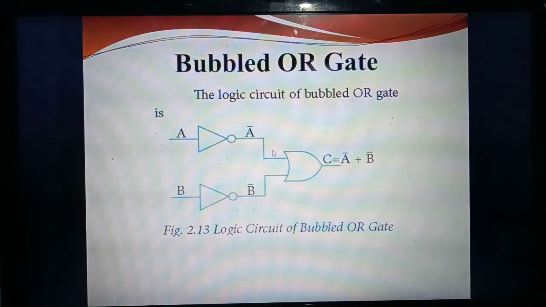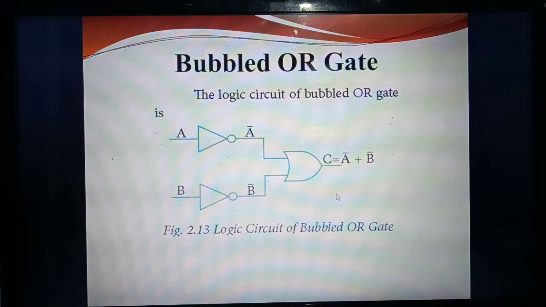The OR gate. This is the symbol of the OR gate. You studied it last class, isn't it? The bubbled OR gate is obtained by the combination of the NOT gate as well as the OR gate. The NOT gate is completed. Now which gate is there? OR gate. This NOT gate output is given as input to the OR gate. Now what output will you get? What's the symbol for OR gate? Plus. So A bar plus B bar.